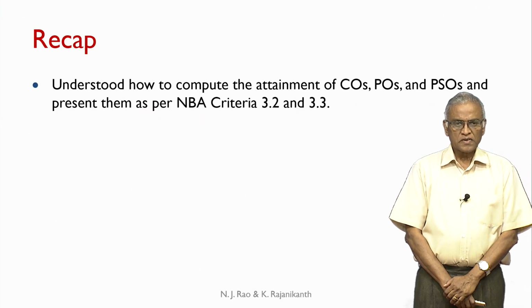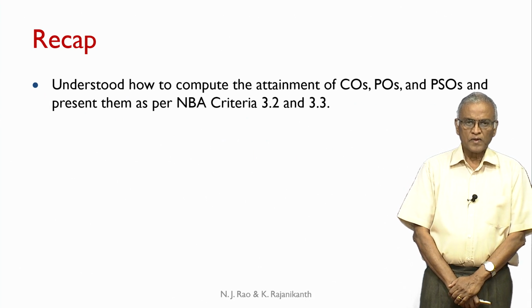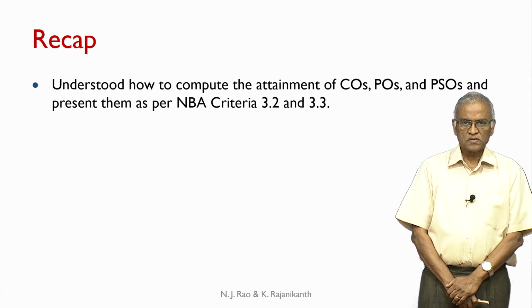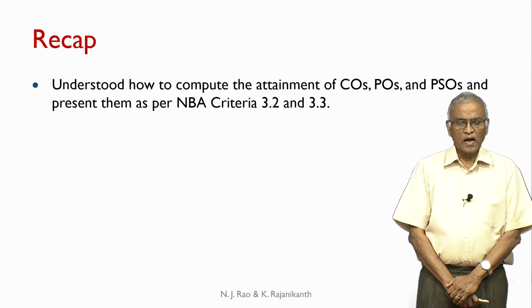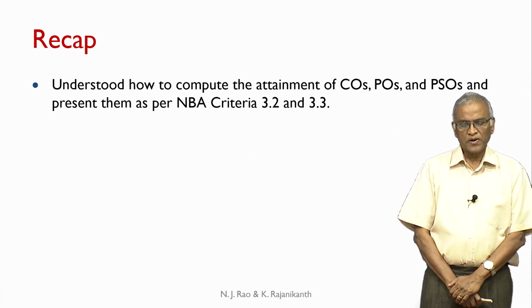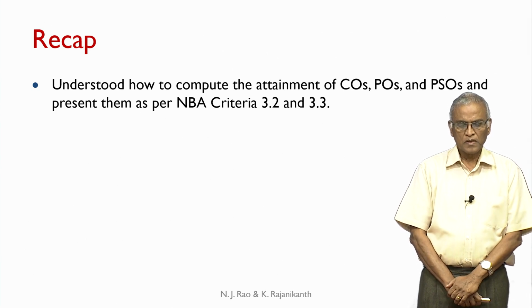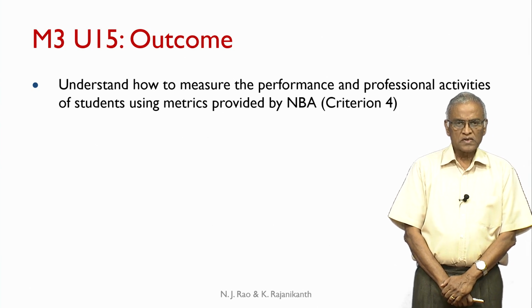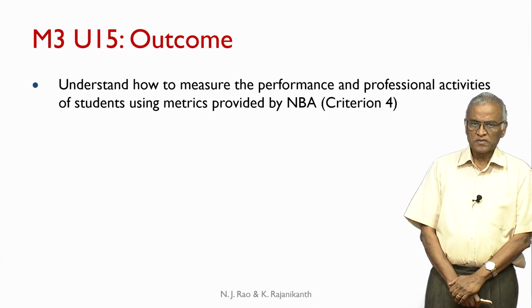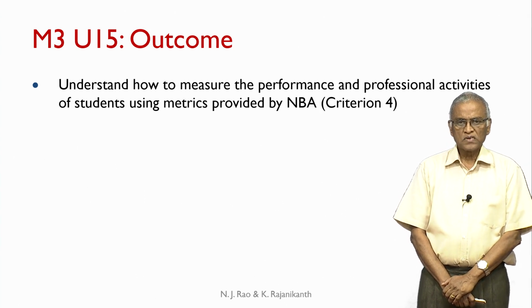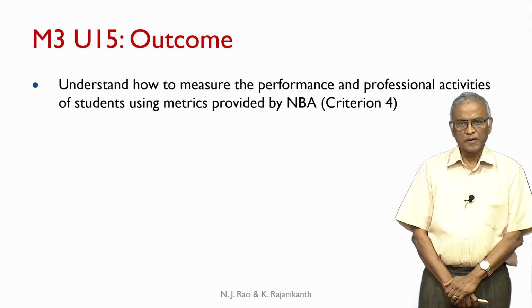In the last unit, we understood how to compute the attainment of COs, POs and PSOs and present them in a format that is required by NBA criteria 3.2 and 3.3. Now, in this unit, we will try to understand how to measure the performance and professional activities of students using metrics provided by NBA.